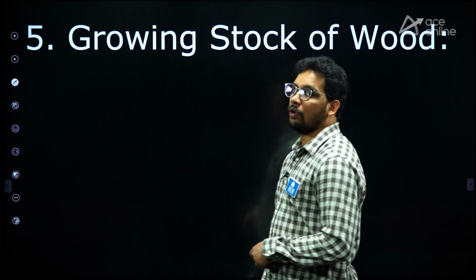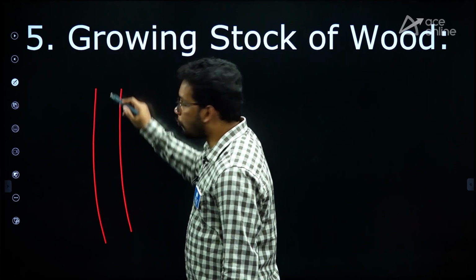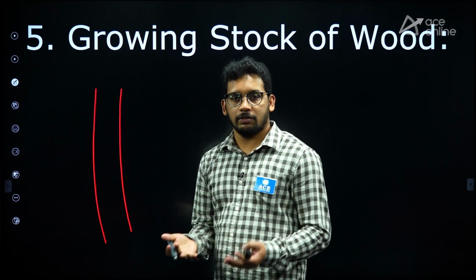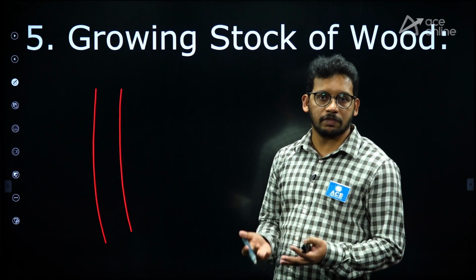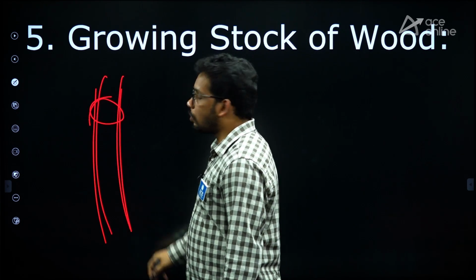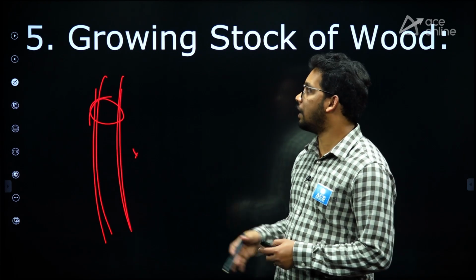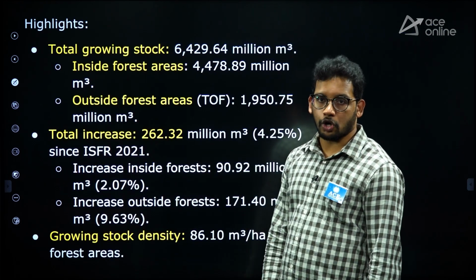Then we are having the growing stocks of wood. See, growing stocks of wood means the total volume. Usually wood is calculated in terms of the weight, in terms of ton, but it is also measured in terms of volume. That is the total area multiplied by their height. So there is a proper instruments to calculate. So that is called as the stock.